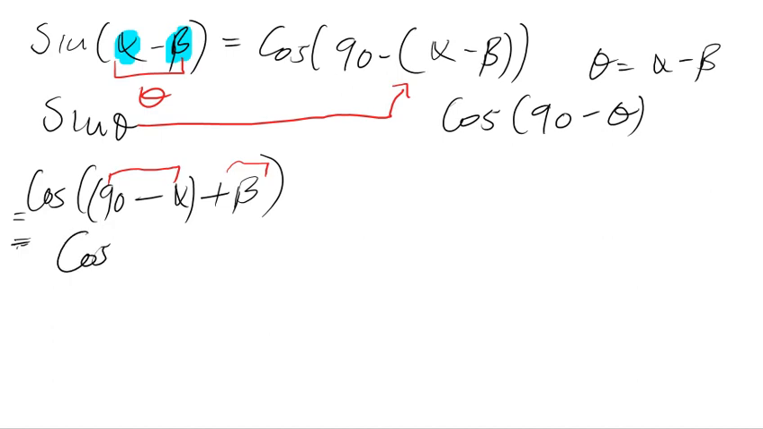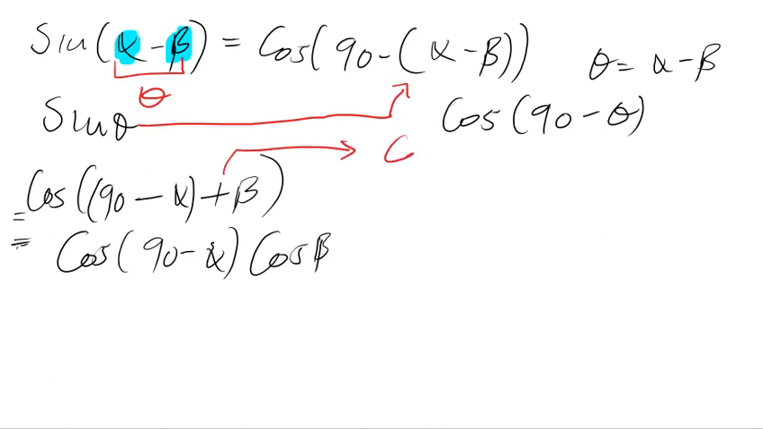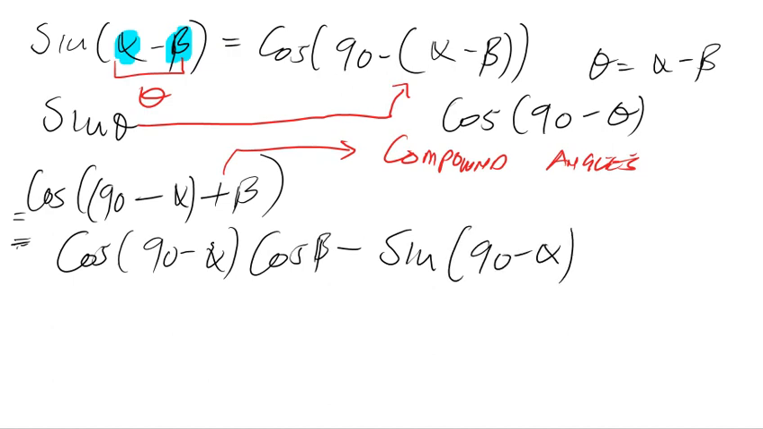You'll have cos 90 minus alpha, that's the first angle. Then you say cos that angle beta, so this one is A, this one is B. If you go to the formula sheet and check the double angles, you'll see this. Sorry, not double angles, compound angles. These are your compound angles. Then you'll have minus sine 90 minus alpha, then sine beta. So here it's beta, here it's alpha.